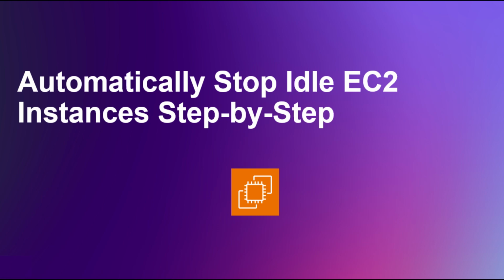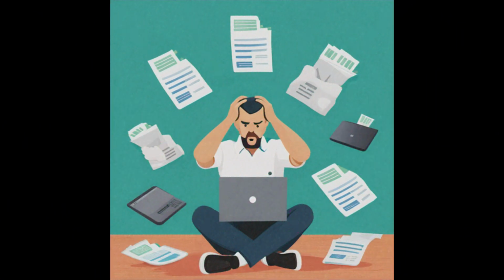In this video, I'm going to show you a simple way to save money on your AWS bill by automatically shutting down EC2 instances when they're not in use. We've all been there. You spin up an EC2 instance to do some testing or development work, then get caught up in other tasks and forget to shut it down when you're done. Before you know it, you've racked up a hefty AWS bill for that idle instance.